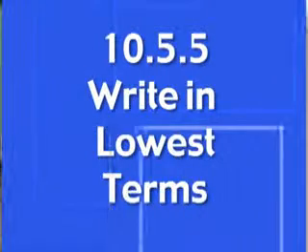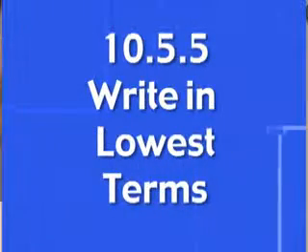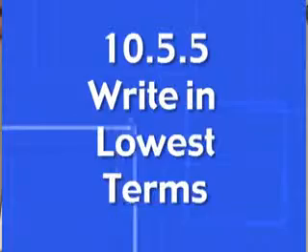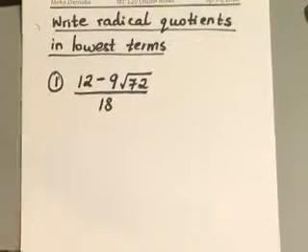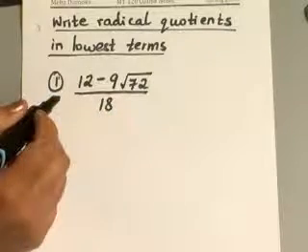Now for the last part of your section here, I want to talk about how to write radical quotients in lowest terms. So basically the idea is you want to try and simplify this and put it in as lowest terms as you can go. So let's go ahead and look at this example.